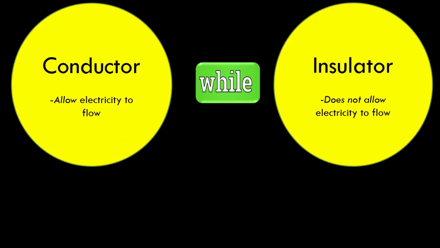Before we proceed to our new lesson, let's have first the review about conductor and insulator. Conductor allows electricity to flow. Examples, we have silver, gold, copper, steel, and seawater. While insulator does not allow electricity to flow. Examples, we have rubber, glass, diamond, and dry woods.